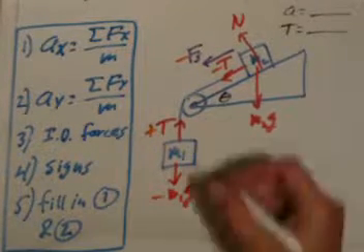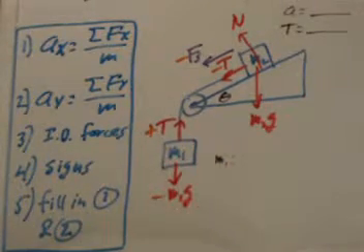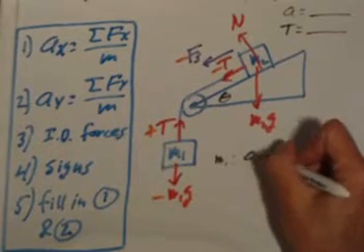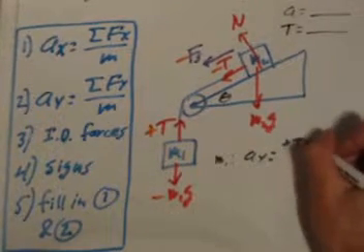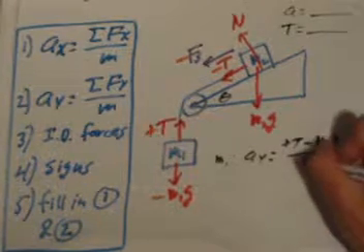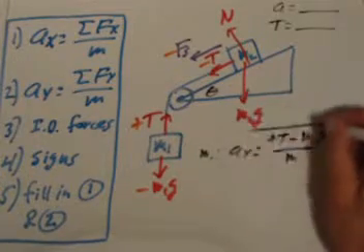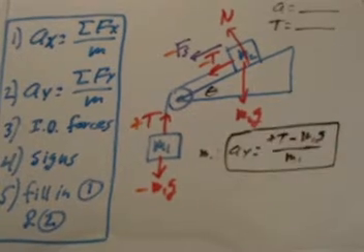Okay, so we'll look at mass m1. Nice and easy, just hanging here. There are no x forces, only y forces. So the y acceleration on this block is going to be plus T minus m1g, divided by m1. There's the y acceleration on that block. You can put a big box around it because you've got it. Nothing much else to say about it.